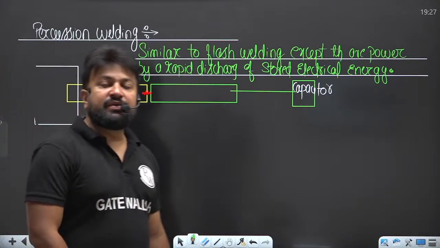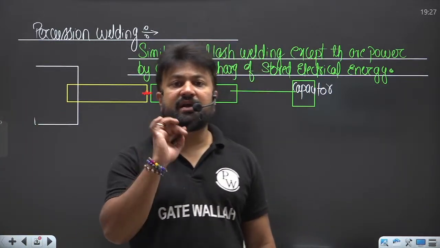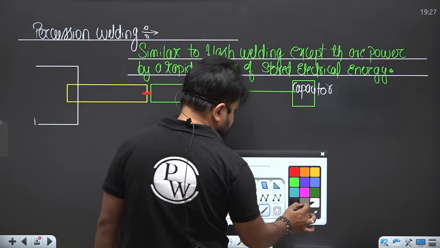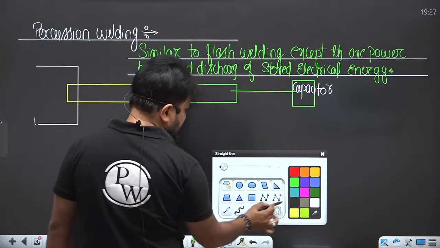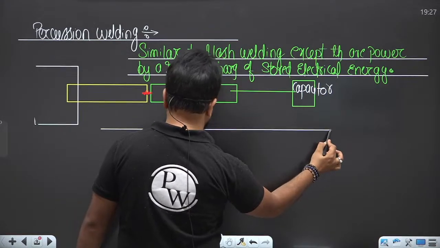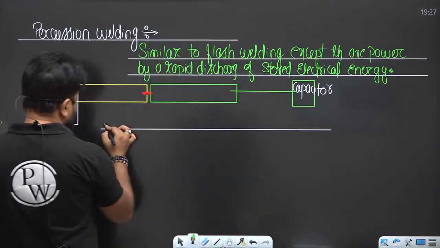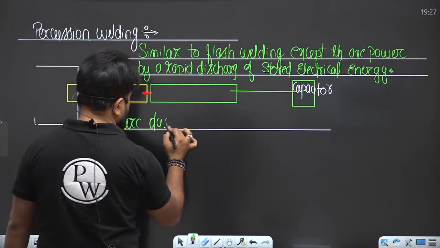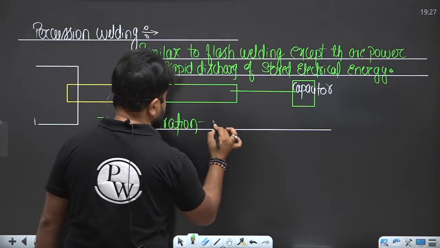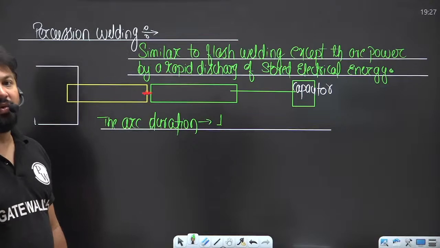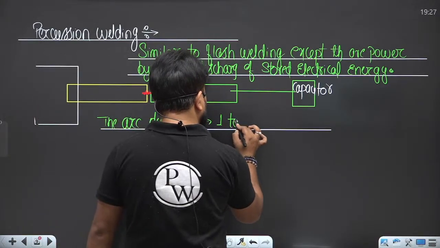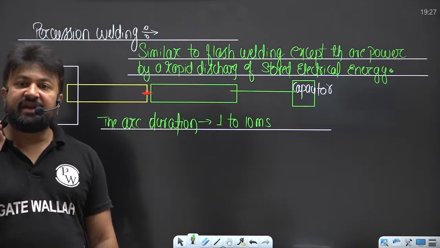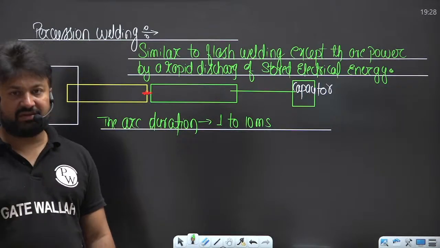Now, the arc duration is very small here, right? The arc duration is how much? 1 second? No, 1 to 10 millisecond. This is the arc duration. So heat is intense and highly concentrated.